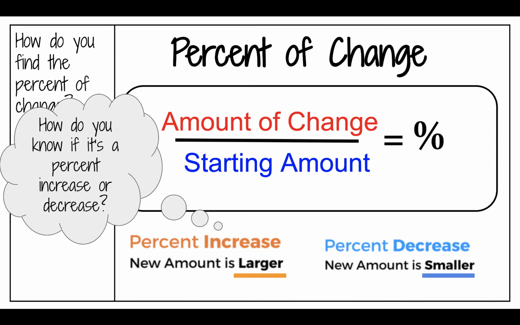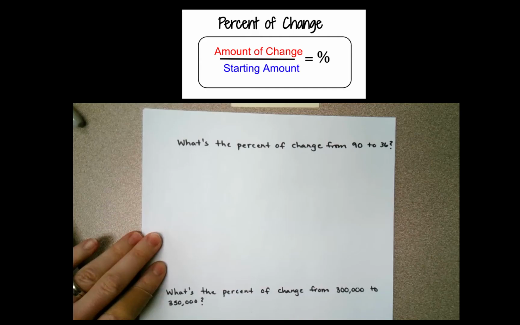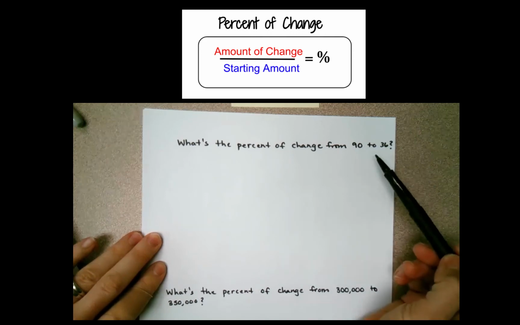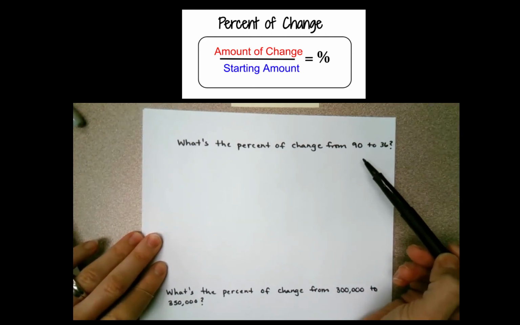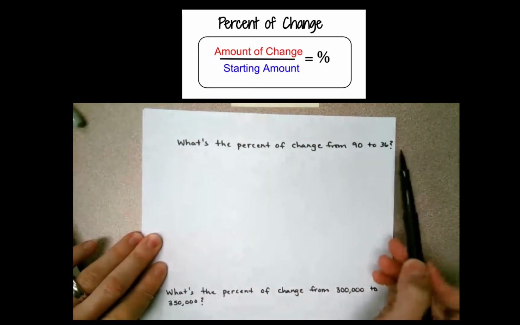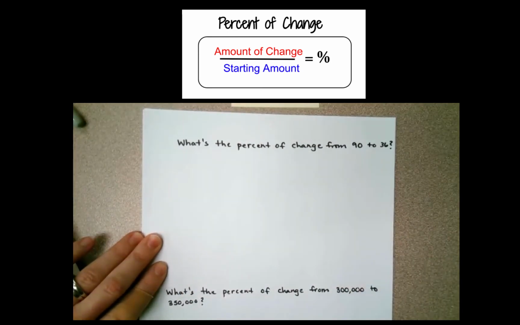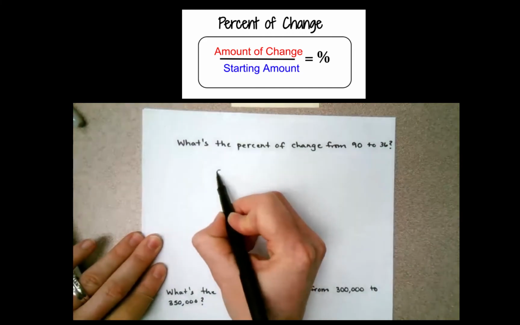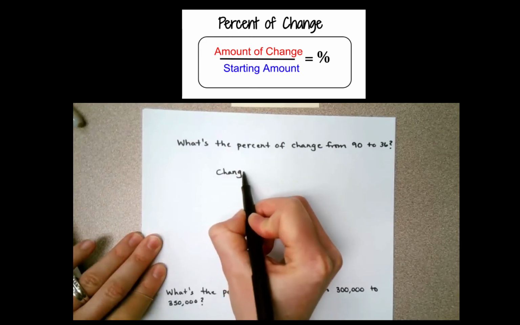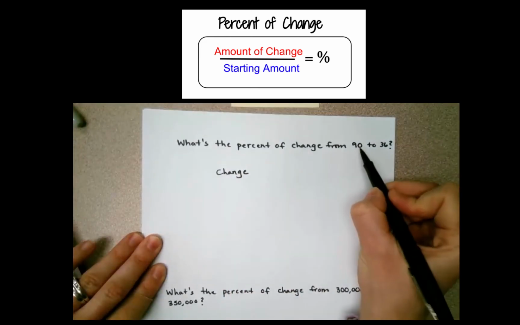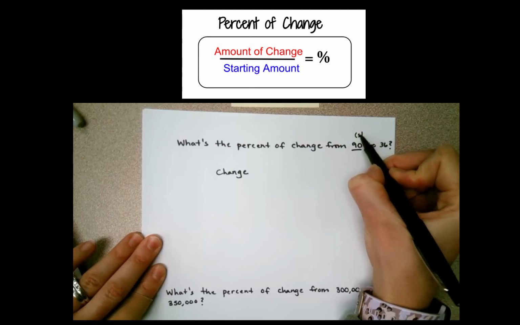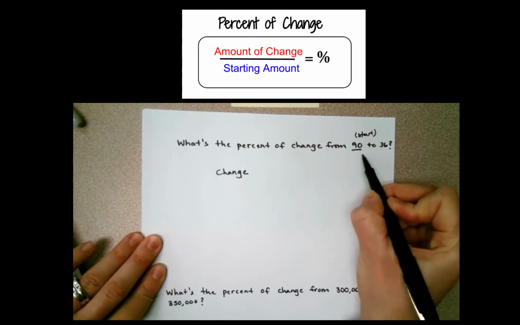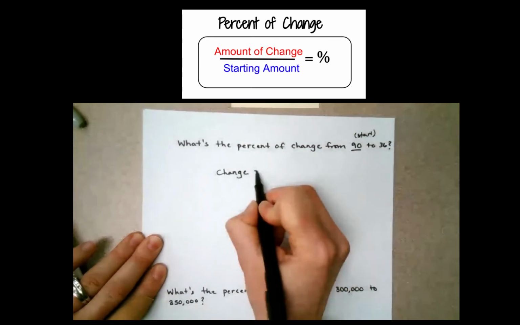Let's practice using this percent of change formula. This example is not in your notes, 7th graders. I just want to show you how this all works in a simplistic way. So we have, what is the percent of change from 90 to 36? I want to start by calculating my change. I'm starting, this right here is my start. I'm starting at 90, I'm going to 36.